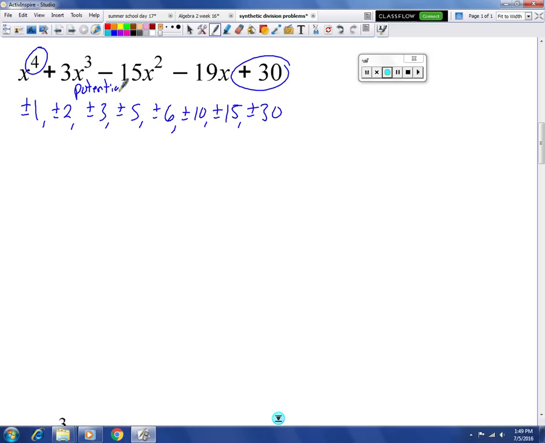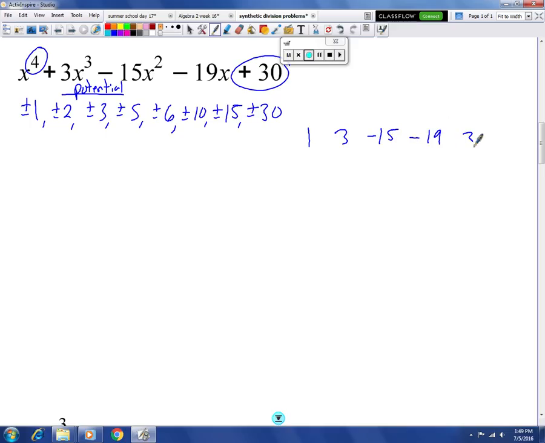So here's our potential roots. Okay, and we're looking for 4 answers at most. So write our coefficients: 1, 3, negative 15, negative 19, and 30. Let's try a positive 1.